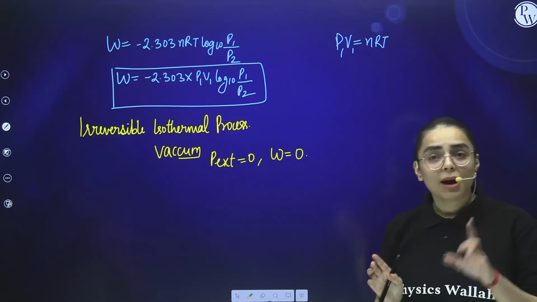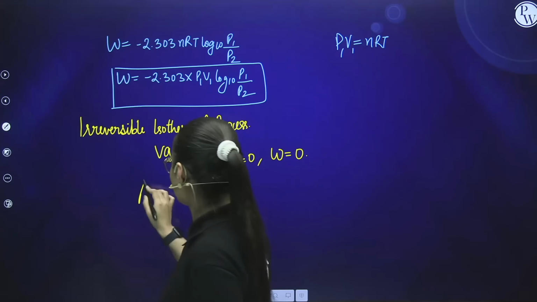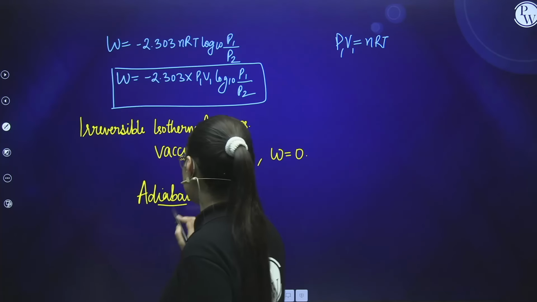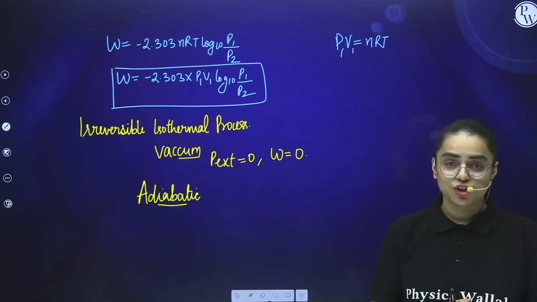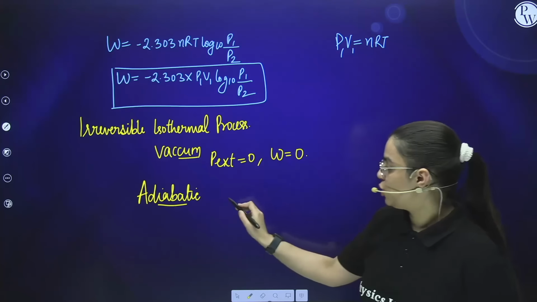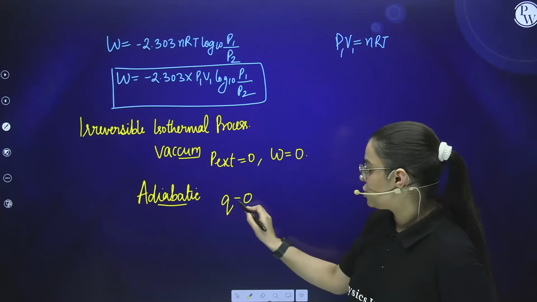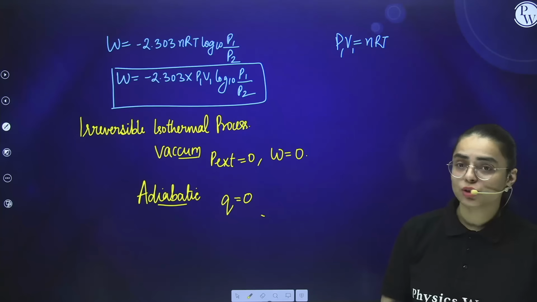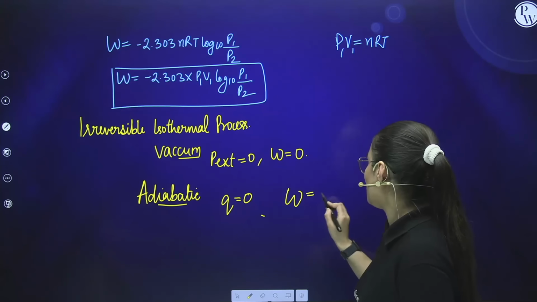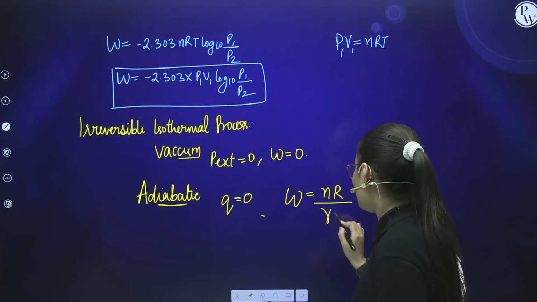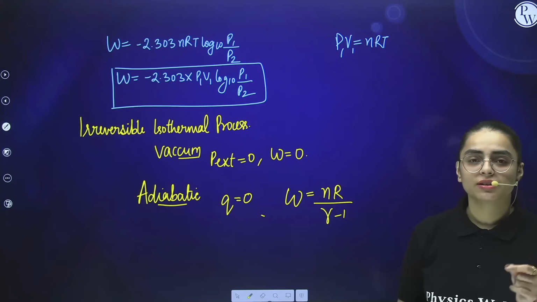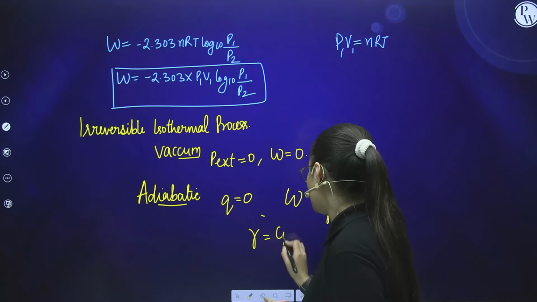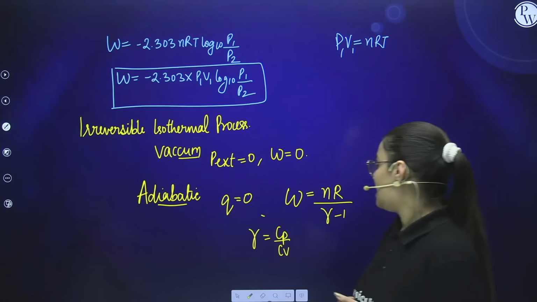But if I'm talking about the adiabatic one, in which there is no transfer of heat, so Q tends to be 0. When Q tends to be 0, students, the basic formula we need to remember is W is equal to nR, and here gamma minus 1 will come. What do you mean by gamma over here? Gamma is the ratio of Cp by Cv. We have already done Cp by Cv. So it is the ratio of Cp by Cv that we need to calculate.